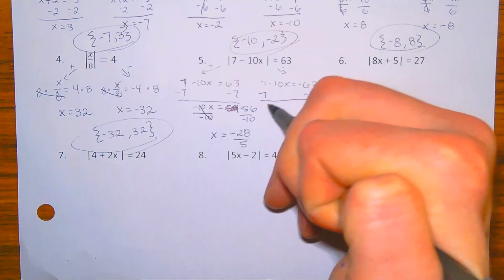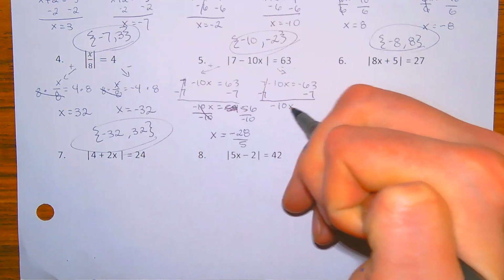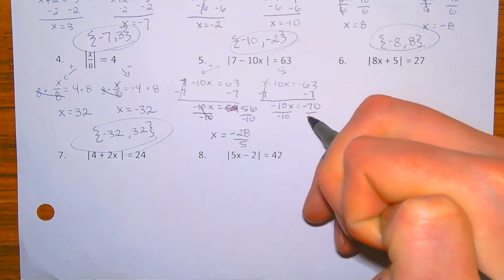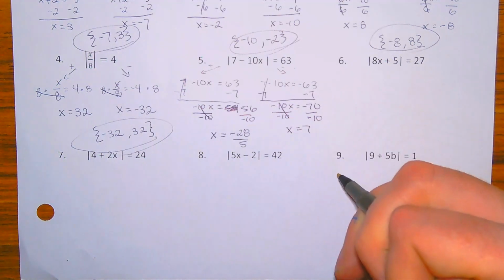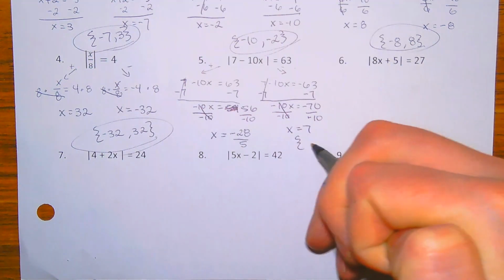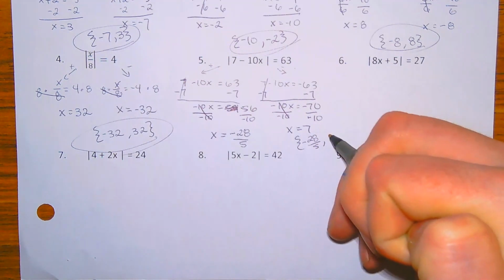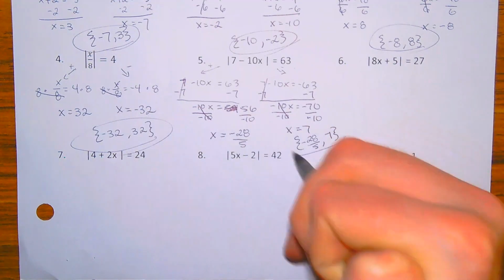Moving on to our next, we subtract the 7. The 7's go. Same thing over here. Negative 10x equals negative 70. Divide both sides by negative 10. Your 10's cancel. X equals 7. And remember, you want to make sure that your answer is going to be inside of your little brackets or your set brackets. Okay, there you go.